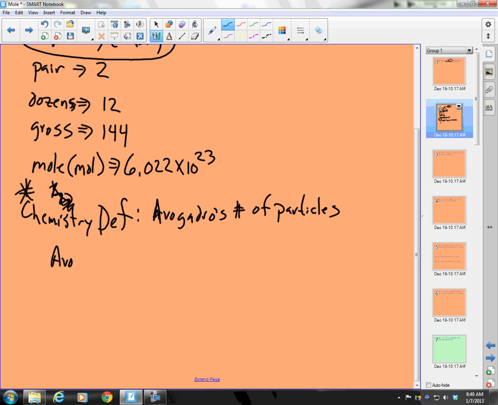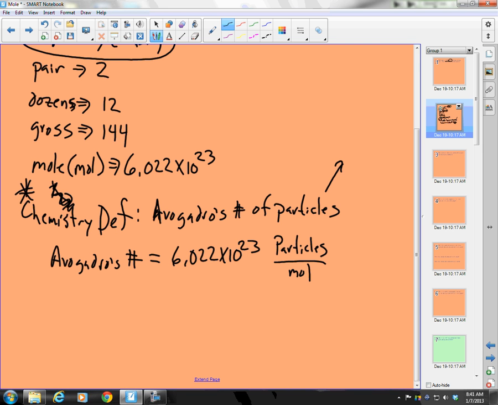Now, what is Avogadro's number? Well, you guys can all guess, it turns out to be 6.022 times 10 to the 23rd. And the units on this are particles per mole. Now, what's this concept of a particle? The four big types of particles we have are: an atom is a particle, an ion is a particle, a molecule is a particle, and then, of course, the equivalent of molecules for ionic compounds is the formula unit. So when we say particles, we can insert any of these four.